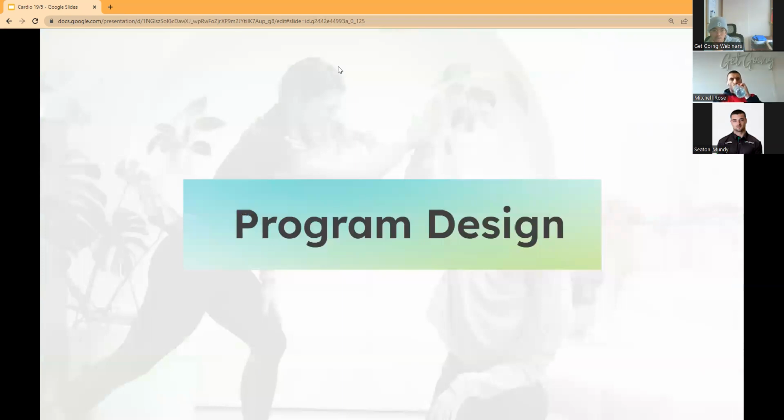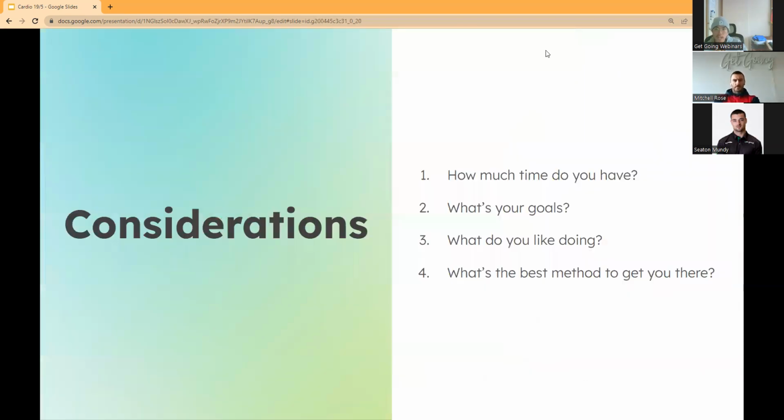All right, I want to talk about program design. So some key considerations when talking about cardio and programming are these 4 points that I've boiled it down to. The first one is how much time do you have? I feel like this is a really important step to negotiate because this will dictate how many sessions you can split your training into across the week from a logistical point of view.